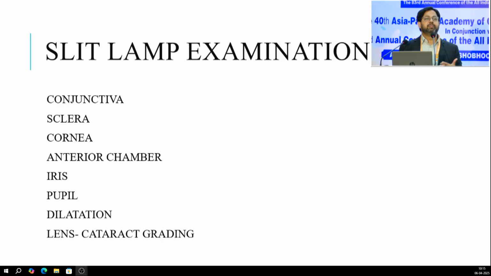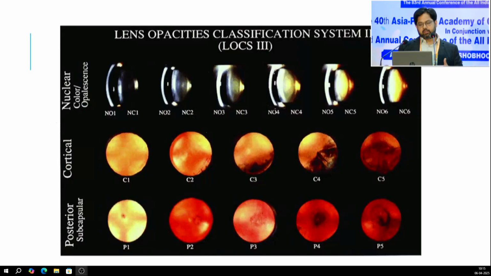And then comes the cataract grading. So the latest grading that is being followed is LOCS 3. So color coding is there. So what we usually do is see on an oblique illumination, we see the color of the nucleus. So the trick is GYABB: grayish, then yellowish, then amber, brown, and black. And for cortical and posterior subcapsular, do a retro illumination and grade according to the guidelines.